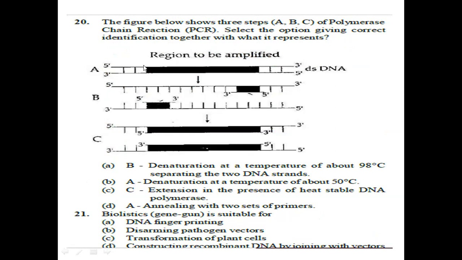A, region to be amplified; B, annealing; C, extension. Option: B, denaturation at temperature above 98? No. A, denaturation at temperature 50? No. C, extension in presence of heat stable DNA polymerase? Yes. Annealing with two sets of primers? No. Answer is C, extension in the presence of heat stable DNA polymerase.